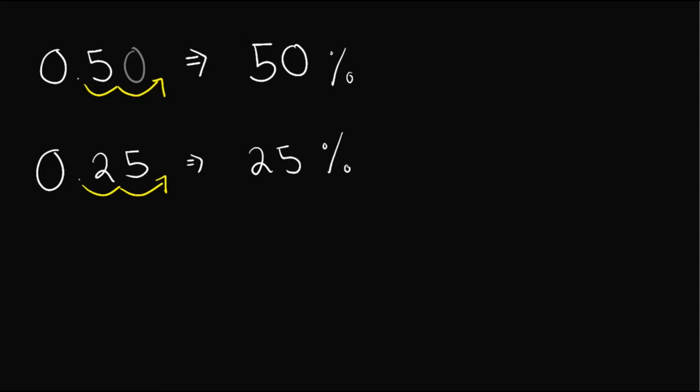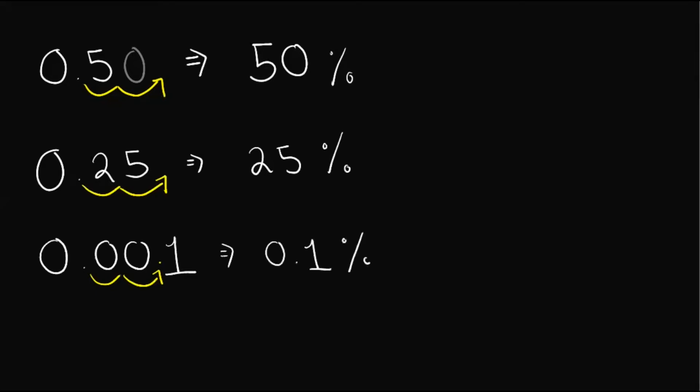Now if we have 0.001, although it's tempting to simply put 1% out here, we still need to follow the idea of moving only two decimal places. So we would have the point out here. So this would become 0.1%.